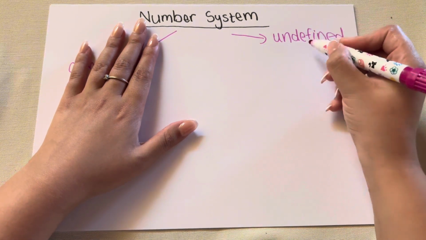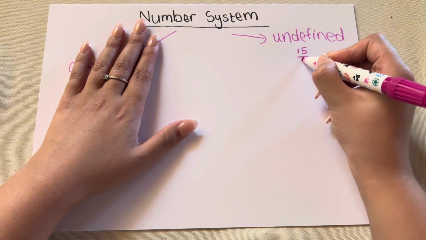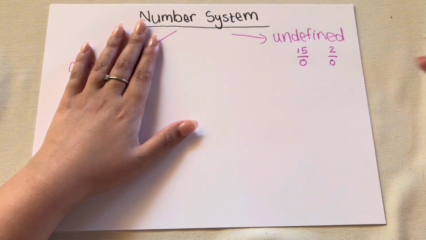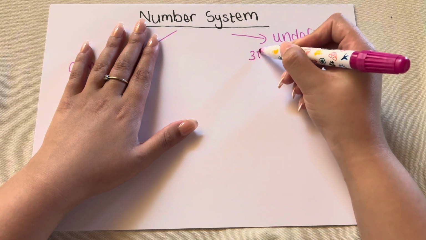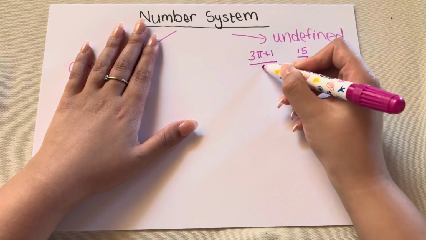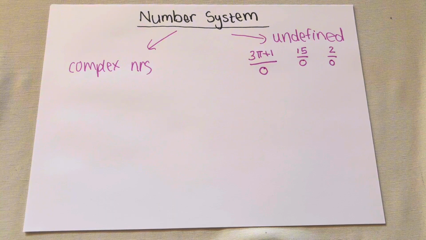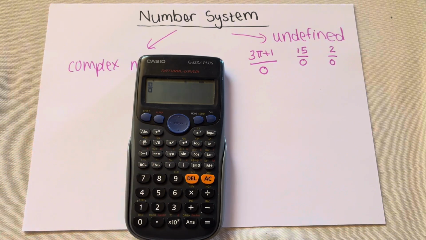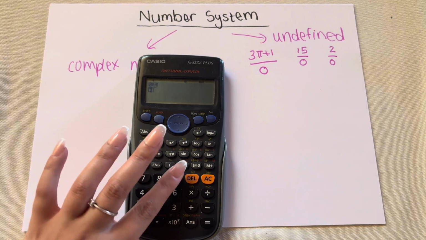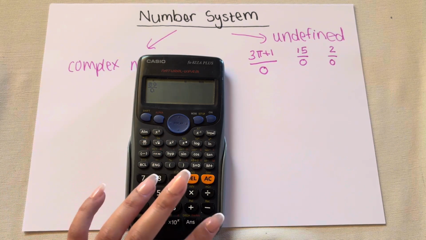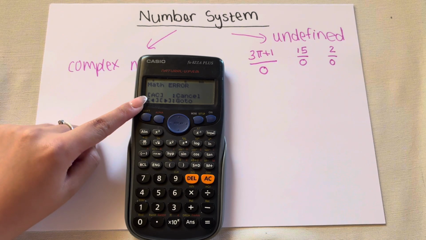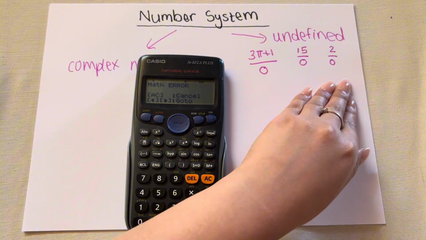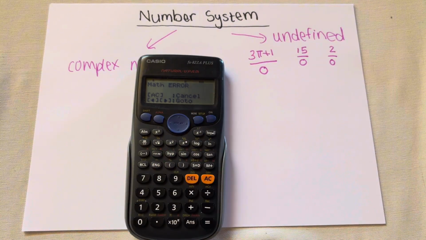For example, if I have 15 divided by 0 or 2 divided by 0. Even more complex terms like 3 pi plus 1 divided by 0. Let's test it on the calculator. If you press your fraction button, and you can put any number in for reference, in the example, let's try 89, and you press over 0. Do you see it says math error? So this is what will come up whenever you're doing a division by 0. So these are all part of our undefined numbers.